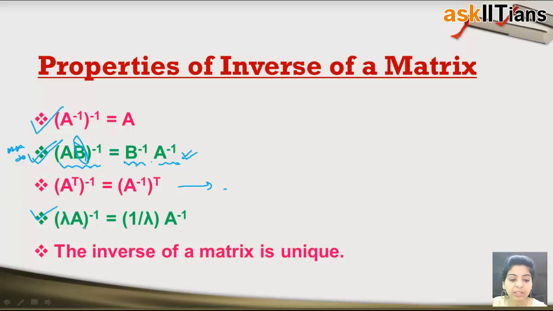Next we have lambda into A whole inverse is equal to 1 by lambda A inverse. Lambda is a scalar. So if you find out the inverse of a matrix A multiplied by lambda, what you can do is you can take out 1 by lambda. This is in fact lambda inverse. So we write down 1 by lambda into A inverse. This is quite obvious. Inverse of a matrix is always unique. This is important. If you have two inverses, suppose I get B and C as inverses of A, then B is always equal to C.